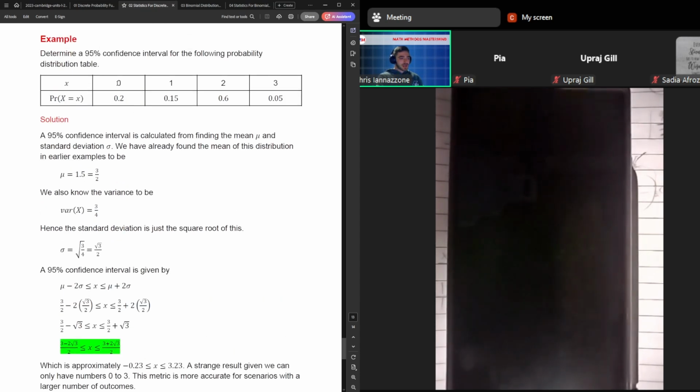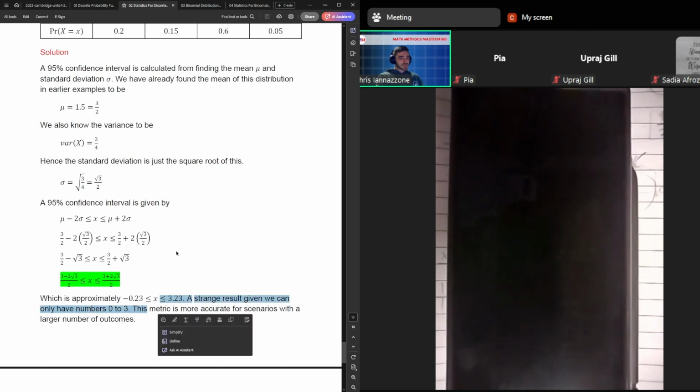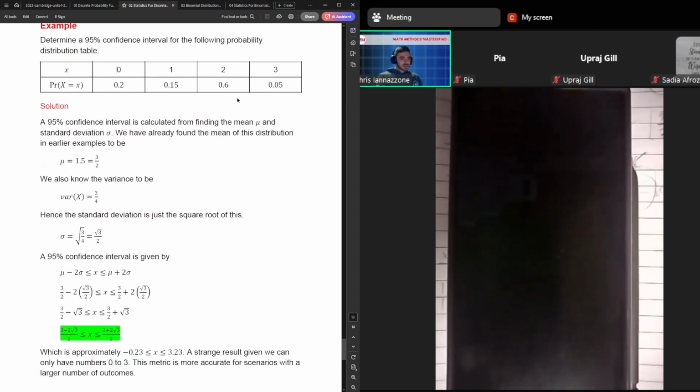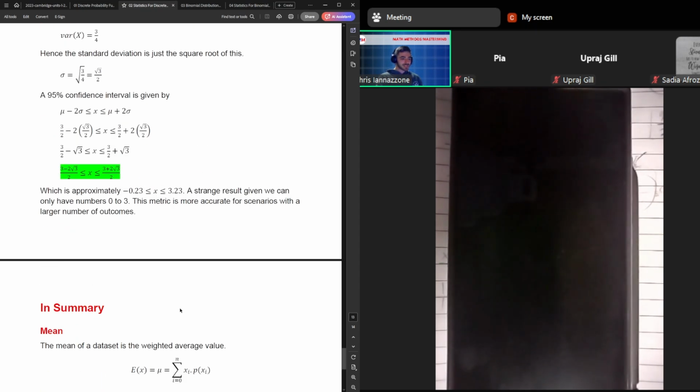Now, that's obviously not useful because, well, for starters, there's no negatives on this table, and for another, 3.23 is bigger than 3. So what this has told us is we're 95% confident that any of these will be hit. So basically, the metric is a lot better when the number of outcomes is larger.